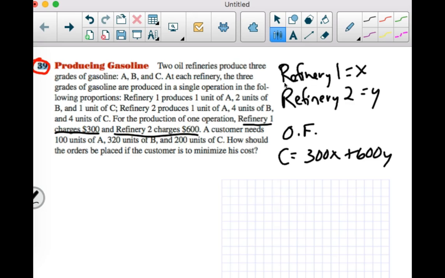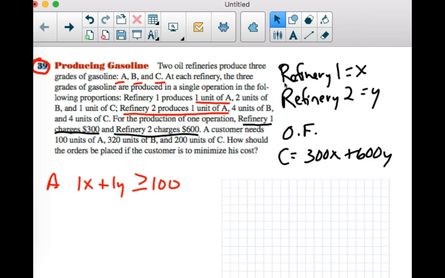So now let's go back and find some totals and figure out how to represent those. And we're going to color code as we go through here to make sure that we know exactly what's going on. Well, we have 3 grades of gasoline, and that's A, B, and C. So I'll go after A first. And in Refinery 1, it produces 1 unit of A. And in Refinery 2, it produces 1 unit of A. And then we have to figure out, well, how much did they need of that? So a customer needs 100 units of A. So we have to produce at least 100 units of A.